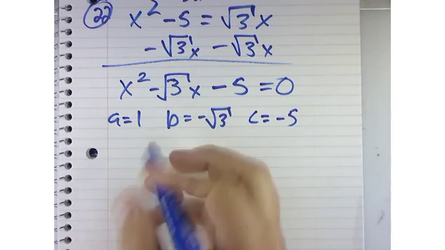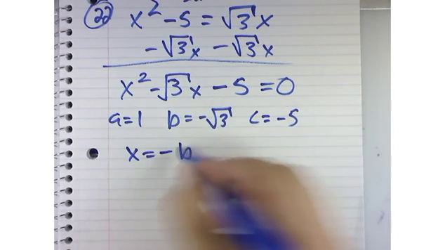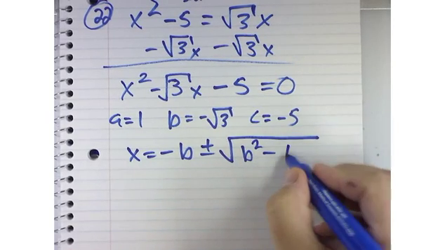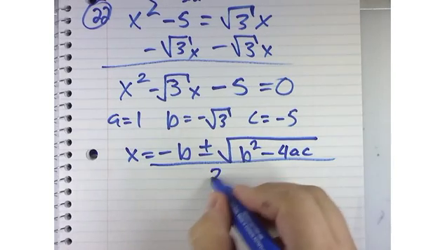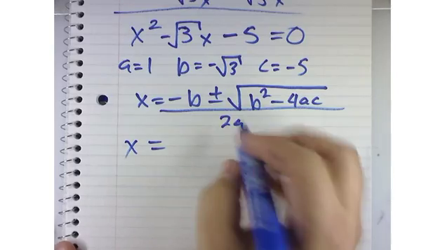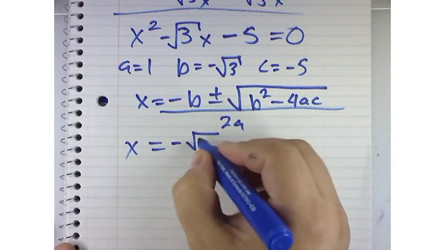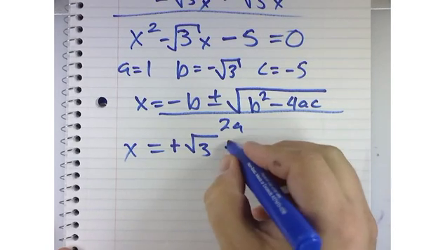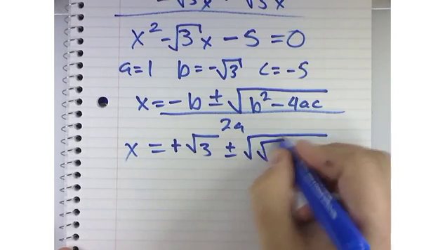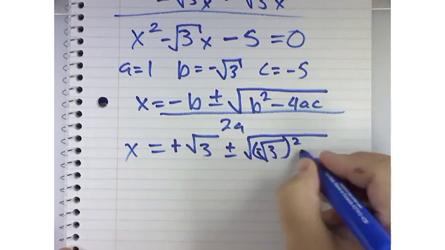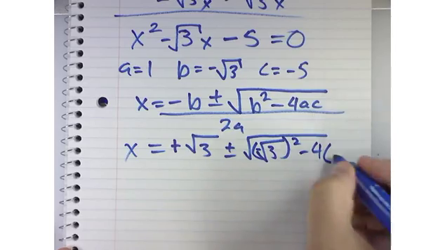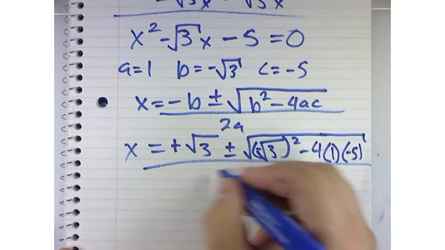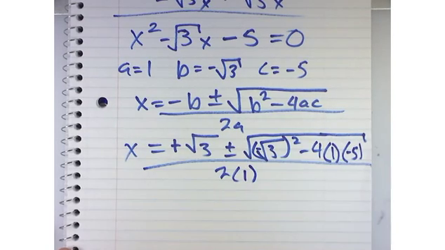So we say x is equal to negative b plus or minus the square root of b squared minus 4 times a times c all over 2a. And now we're just going to plug this in. X is equal to negative, negative times a negative is a positive, so that's positive square root of 3, plus or minus the square root of the negative root of 3 squared minus 4 times a, but a is 1, times c, but c is negative 5, all over 2 times a, which is 1. Am I going too fast?